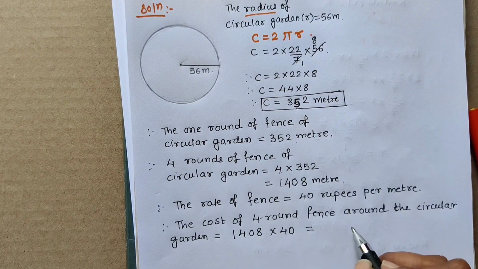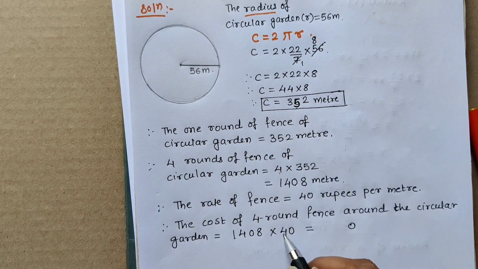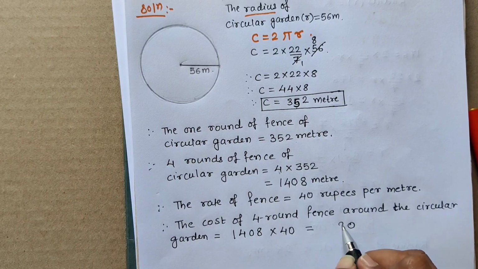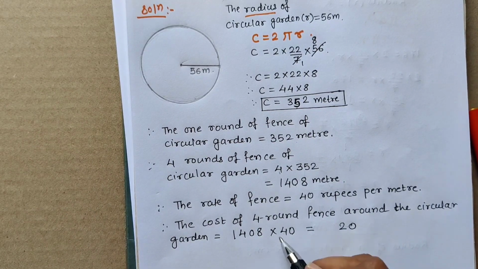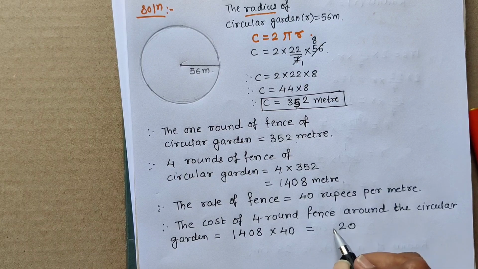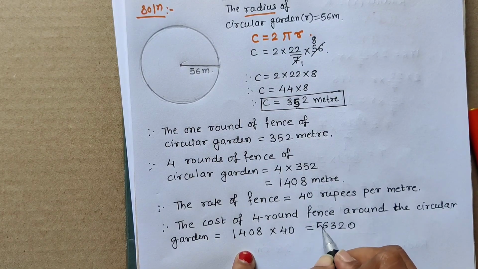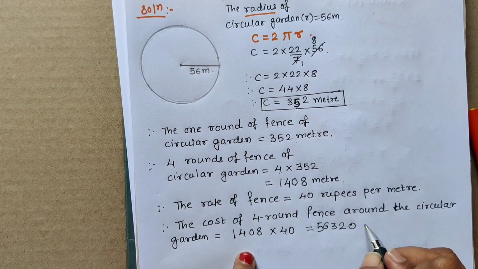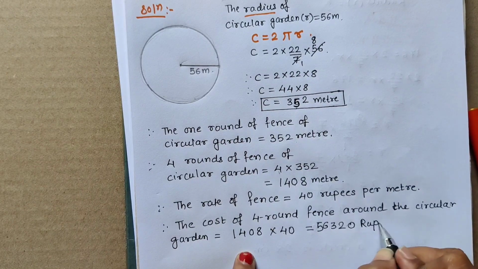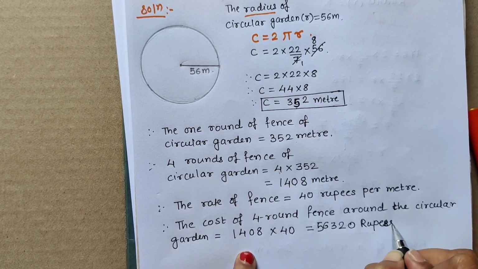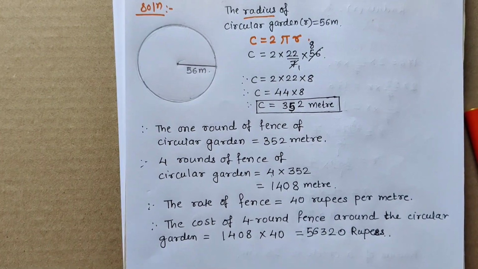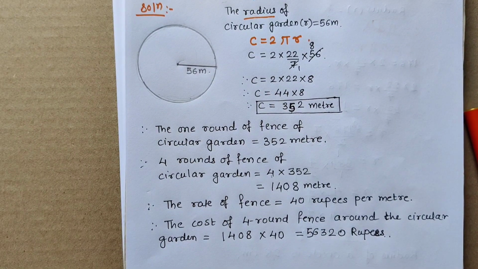This 0 I will have to write first. Then 4 8s are 32, 2 written, 3 carrying, 4 zeros are 0, 0 plus 3 is 3, 4 4s are 16, 1 carrying, 4 1s are 4 plus 1 is 5. 56,320 rupees is our answer. So in this way we can solve this full sum.